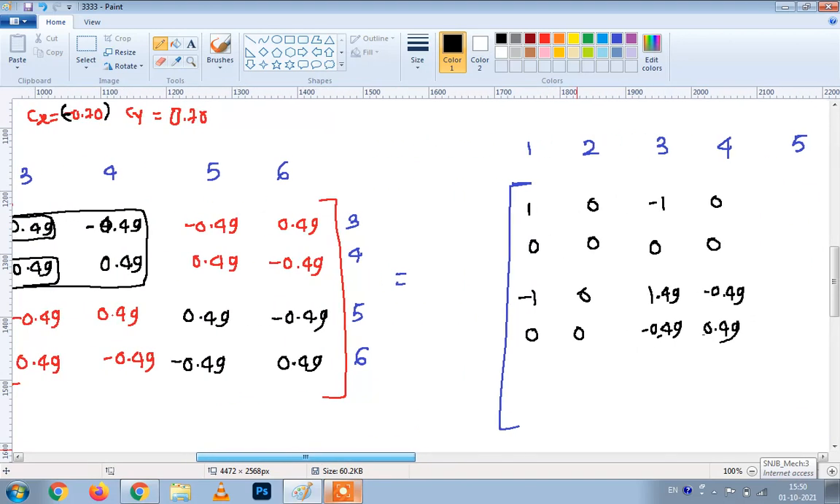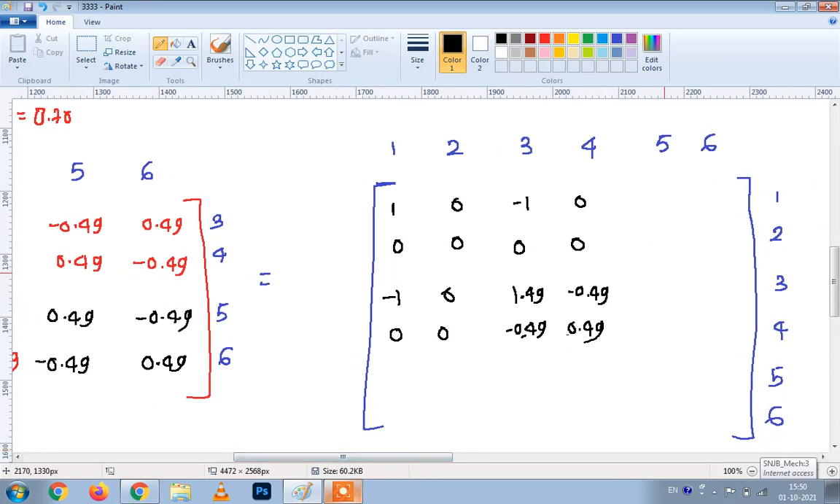Now rest of the element we can simply place. So rest of the element that I am placing here.